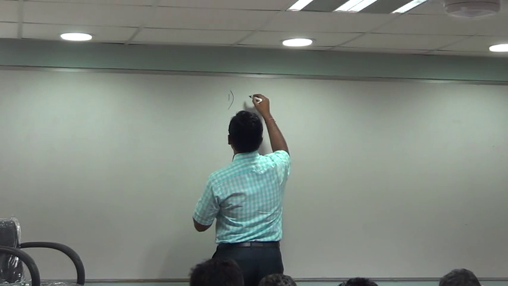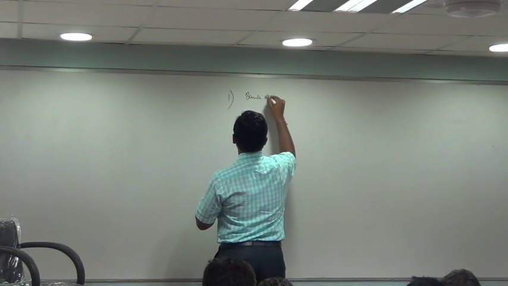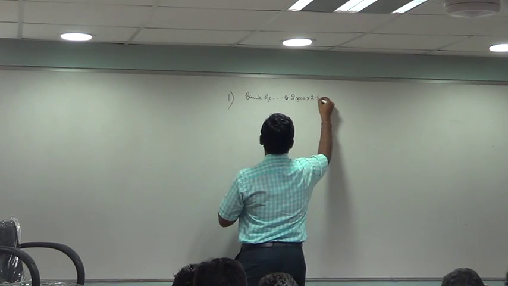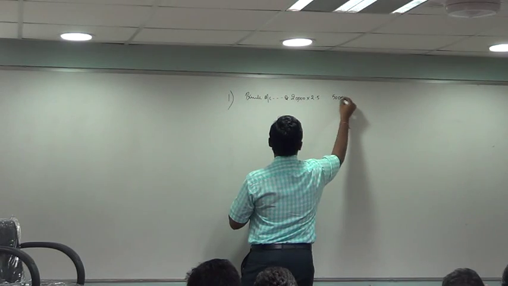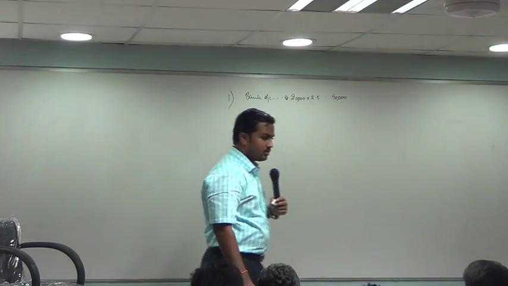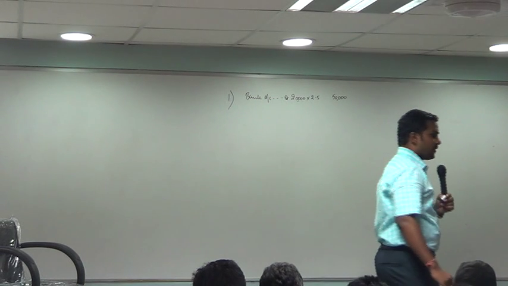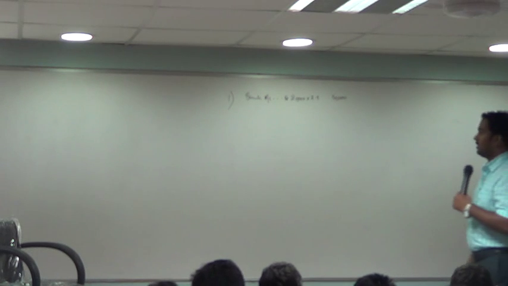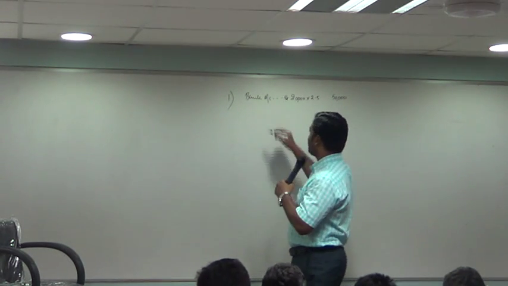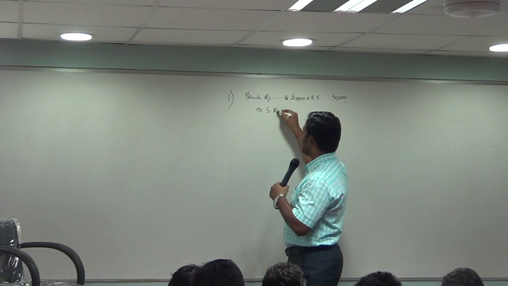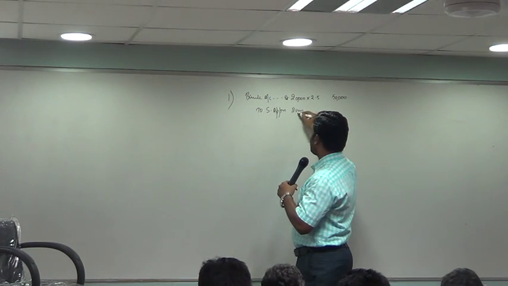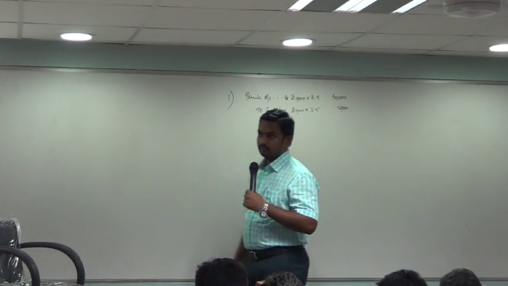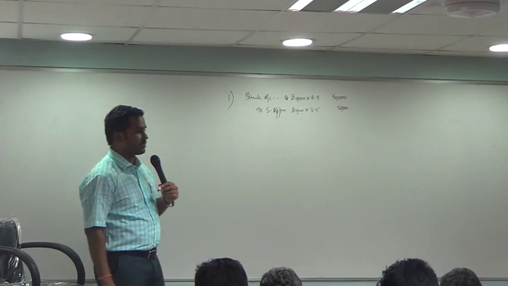When application money is received, what is the entry? Bank account debtor. Be careful. 20,000 shares now into 2.5. Why 20,000 shares? The public has applied for how many shares? 20,000 shares they have applied for. 20,000 into 2.5, 50,000. Bank account debtor 50,000, to share application account 50,000. The entire amount is credited to share application account.